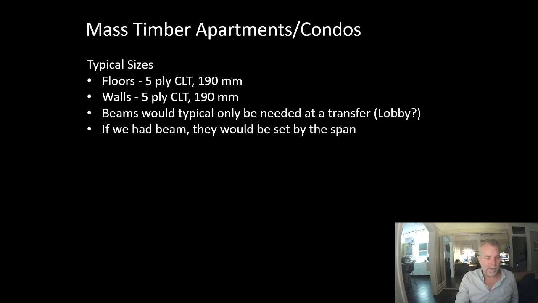Typical sizes, we try to stay to 5 ply, 7 where we need be. We provide beams where we need transfer, so lobbies, for example. Typically, we would have cast in place concrete for the parking area from a durability point of view, and then we would use mass timber for the building up above. That's not necessarily the case. You can build parking in mass timber, and one of the U of T campuses is building a mass timber parking garage.